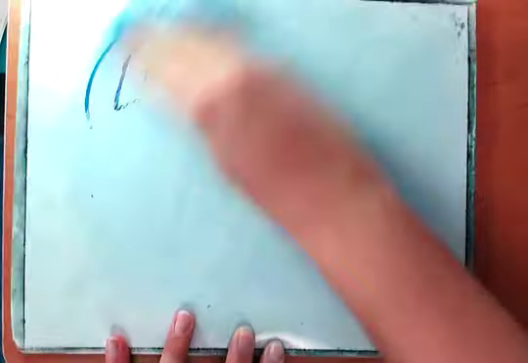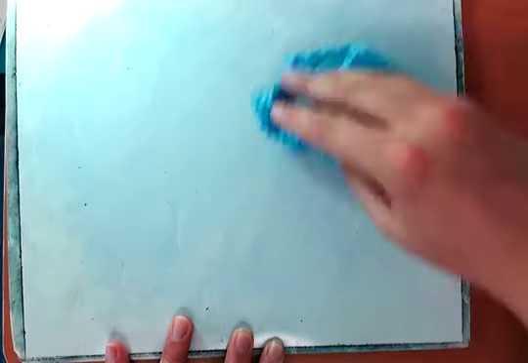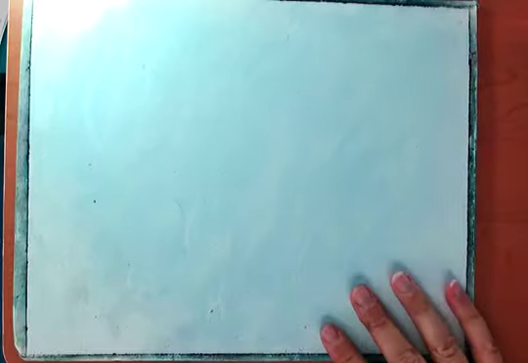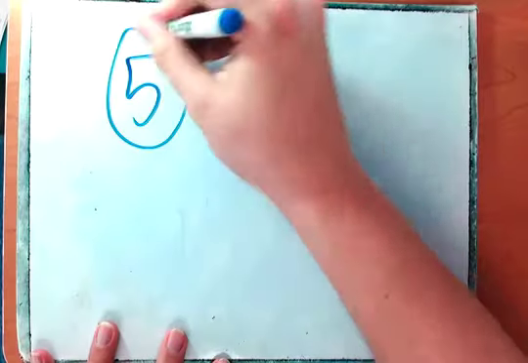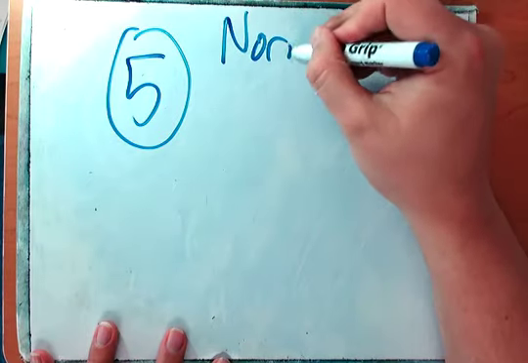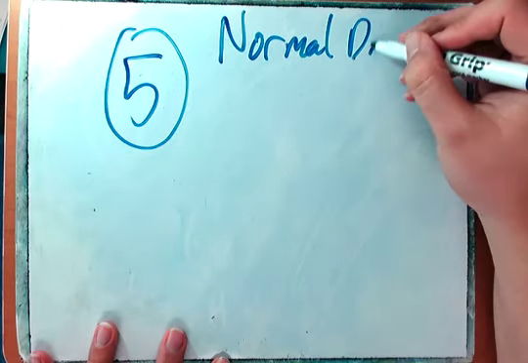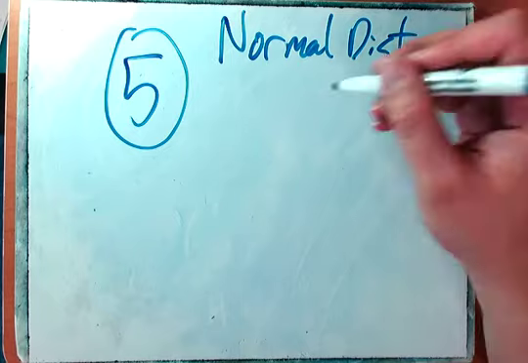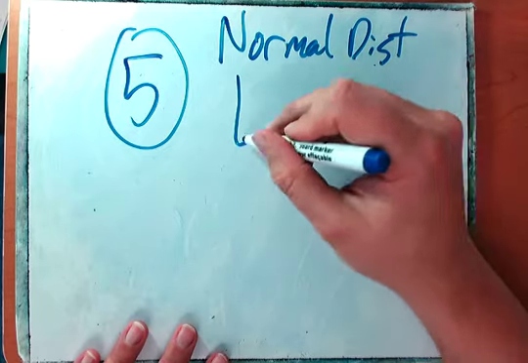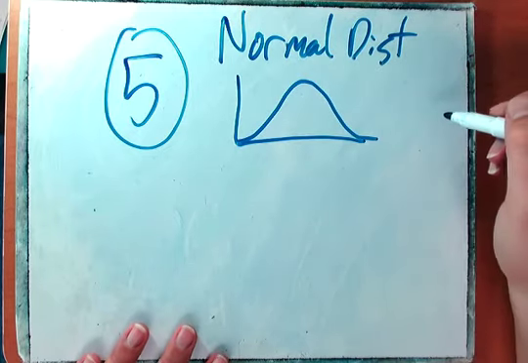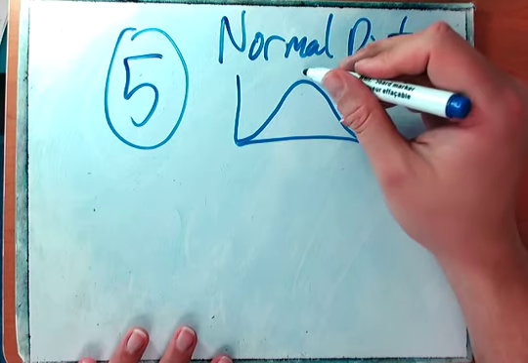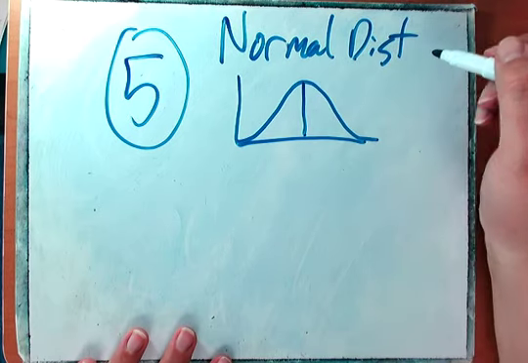So that is question 4. Question 5. So, question 5, we talked about a normal distribution. And a normal distribution is a bell curve. It looks something like this. It means this is the most likely thing to happen.